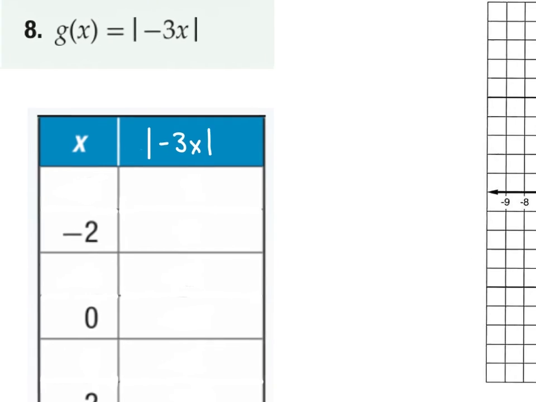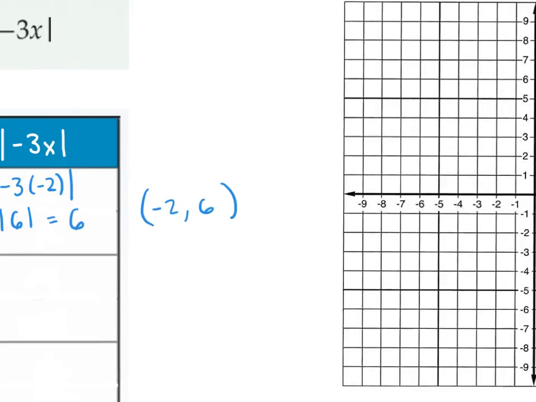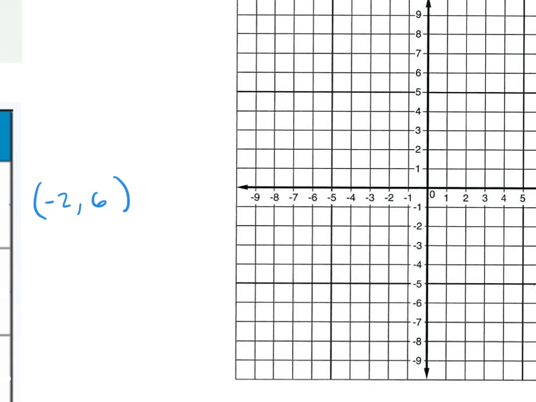So last one. We have the absolute value of negative 3x. So first we're going to plug in negative 2. So we have negative 3 times negative 2. What's negative 3 times negative 2? 6. What's the absolute value of 6? 6. So what's our first point here? Negative 2, 6. So we go to the left 2 and go up 6.